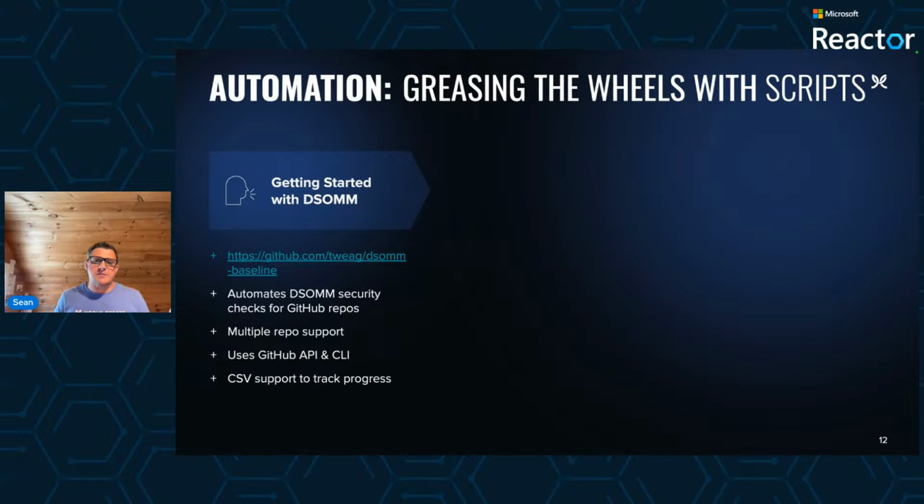The DSOM baseline project applies the OWASP DSOM to GitHub environments, giving teams a structured way to measure and improve security practices. By automating those security checks against repositories using the GitHub API and CLI, it helps organizations quickly understand how their use of GHAS maps to the DSOM dimensions, such as build and deploy, implementation, and testing. Importantly, DSOM baseline supports multiple repositories at once, which gives enterprises a scalable way to assess security posture and set targeted improvement goals across their GitHub organizations.